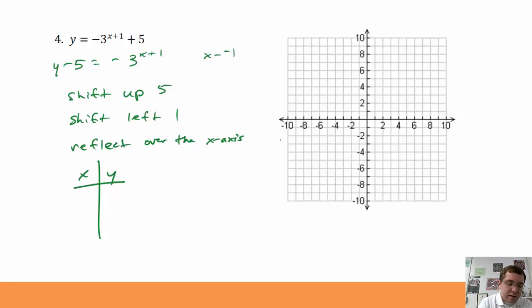If x is 0, what happens? Well, I'd have 0 plus 1, which is 1. That's my exponent. I'll have 3 to the first, which is 3. I'll make that negative, so that's -3. So if y minus 5 equals -3, I'll add 5. It means y equals 2. So the point 0, 2.